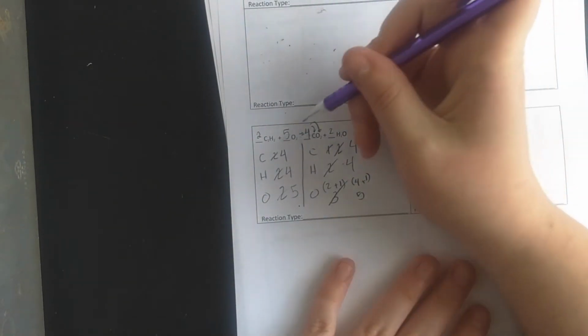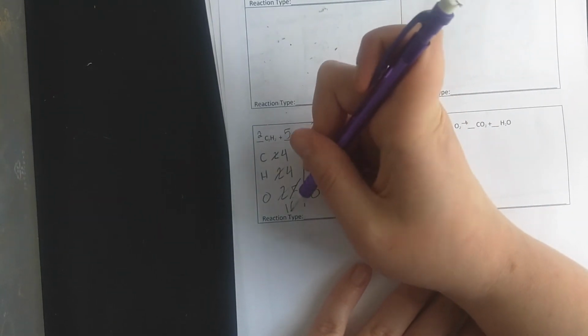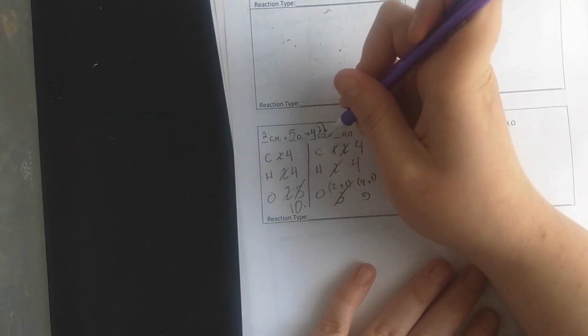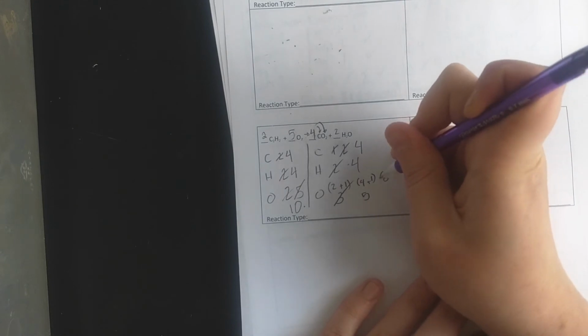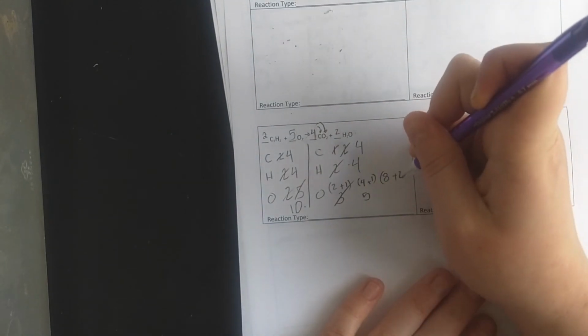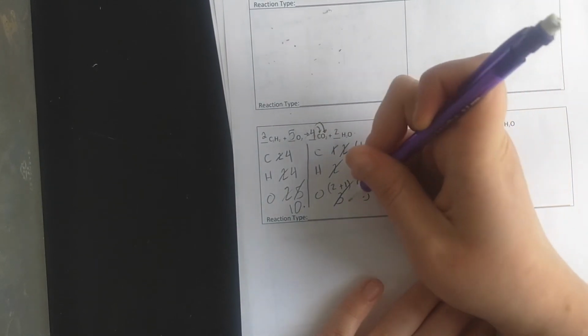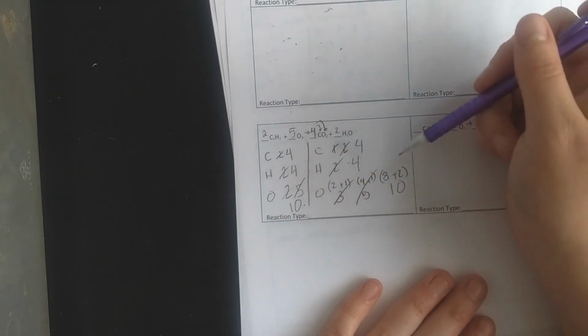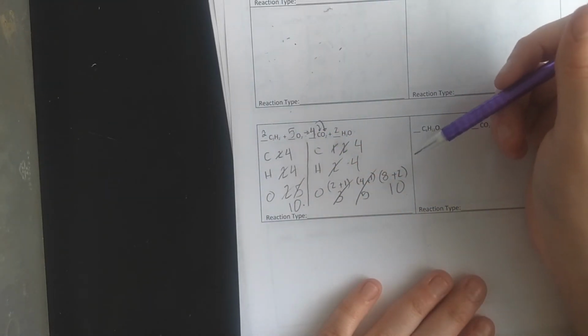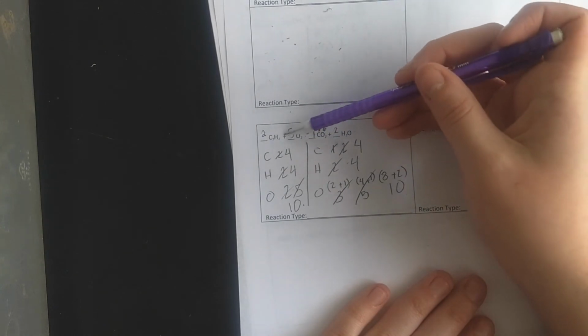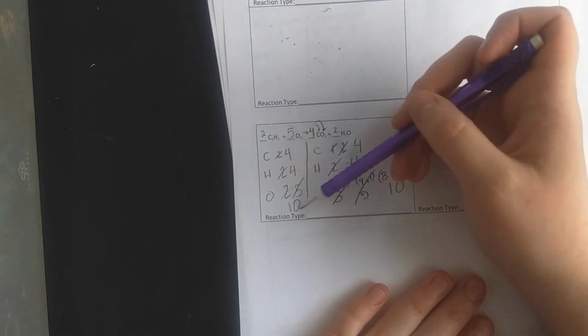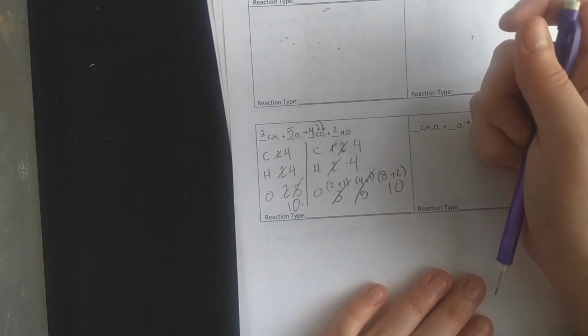Now let's look at our oxygens. I have 5 times 2 is 10. And here I have 4 times 2 is 8 plus 2 times 1 is 2. So I had to do the work to make sure that those would match up by multiplying everything by 2. Okay, so that made this able to multiply to an even number instead of an odd one.